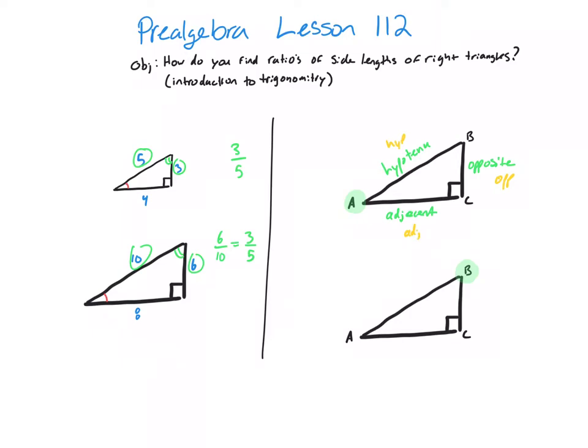So we could do the same thing if we're talking about angle B this time, down here. The hypotenuse would still be the same, because that's always across from the right angle. But the opposite of angle B is going to be over here, and adjacent is going to be next to it. So whenever you're talking about any acute angle on a right triangle, there are two sides touching it, the adjacent side and the hypotenuse, and the opposite is the one not touching that angle.